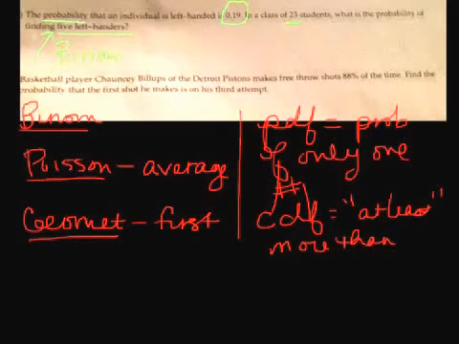All right, now I look at the question. I only want the number 5. I want the probability of the number 5, not more than 5 or less than 5. Just the number 5. That's just one number. So it's PDF.